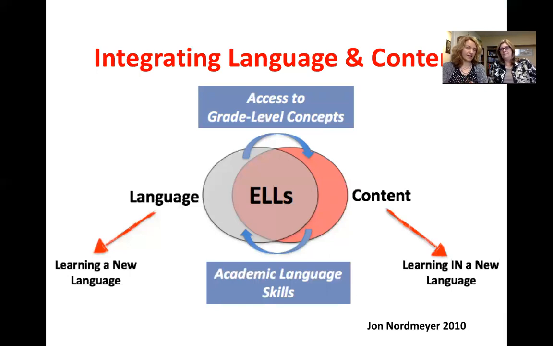But at the same time, we also have to ensure academic language skill development, because the challenge is twofold. English learners need to learn a new language, and they need to learn the content in a new language. By integrating these two perspectives or lenses, and when we work together, we can do it more productively because of the joint expertise that we bring to the table. That's how we're going to achieve success for English learners.